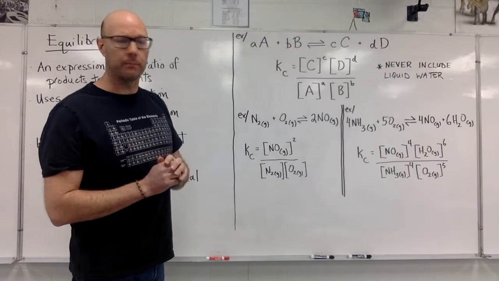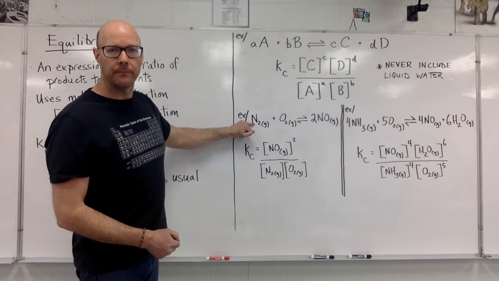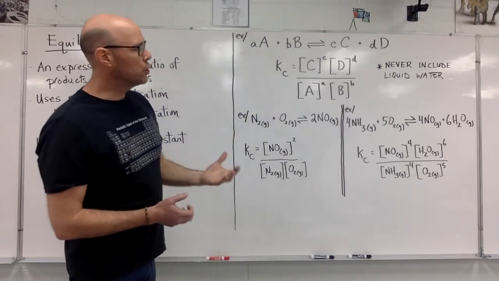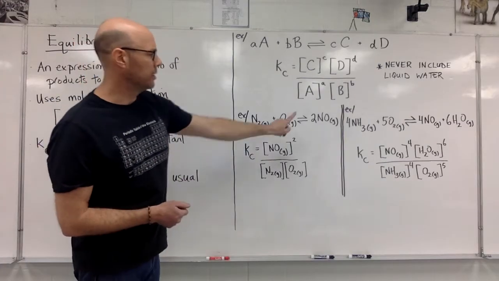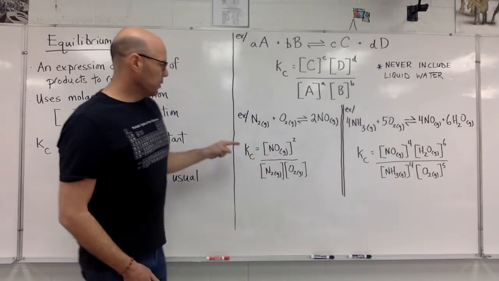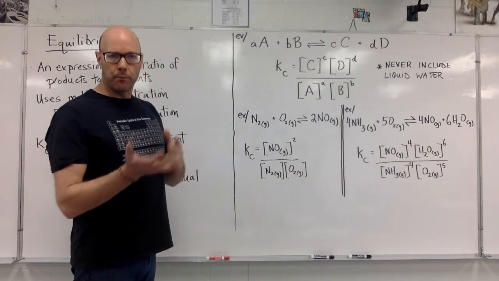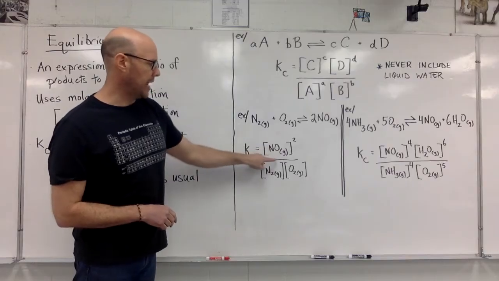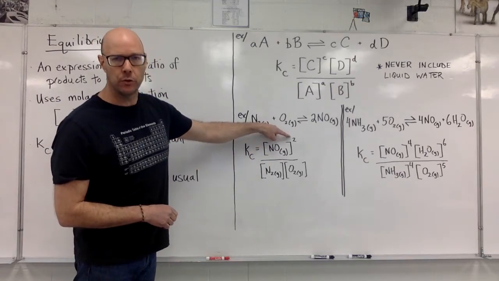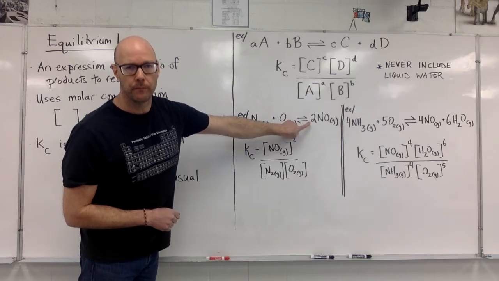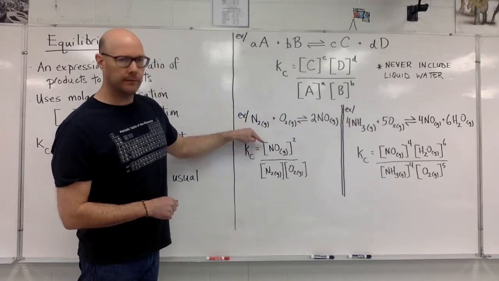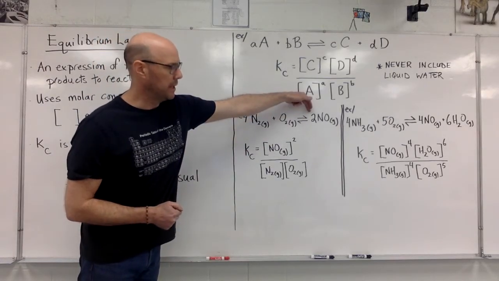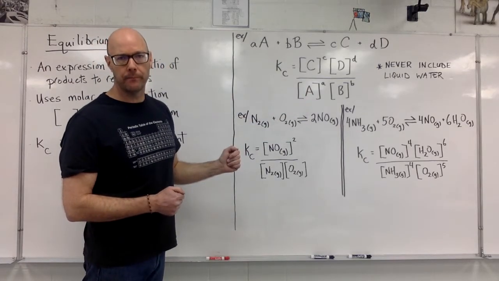Okay, so here are two examples. I have nitrogen gas reacting with oxygen gas in equilibrium with 2 moles of nitrogen monoxide, 2NO. The Kc expression is going to be the products over the reactants. There's just the one product. So there it is, NO, and it's to the power of 2 because it was balanced with a 2. The concentration of nitrogen monoxide gas in moles per liter to the power of 2 because it was balanced with a 2 in the equation.